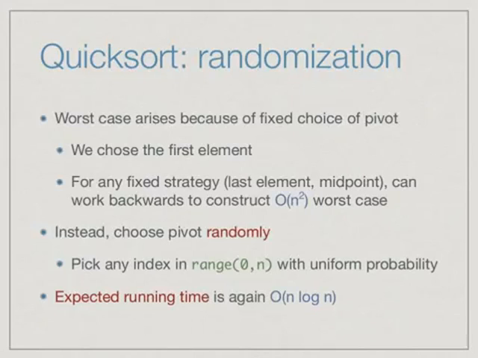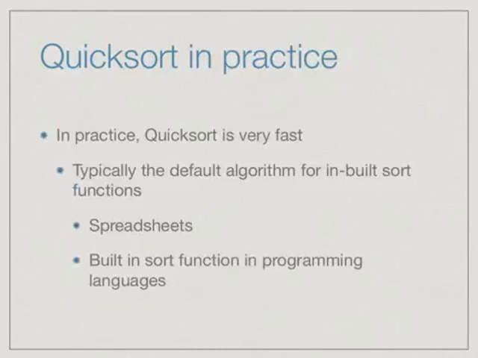However, if we change our strategy and say that each time we call quicksort, we randomly choose a value within the range of elements and pick that as the pivot, then it turns out that we can beat this order n squared worst case and get an expected running time, again an average running time probabilistically, of order n log n. So as a result of this, though it's worst case order n squared, on average order n log n, quicksort is actually very fast.